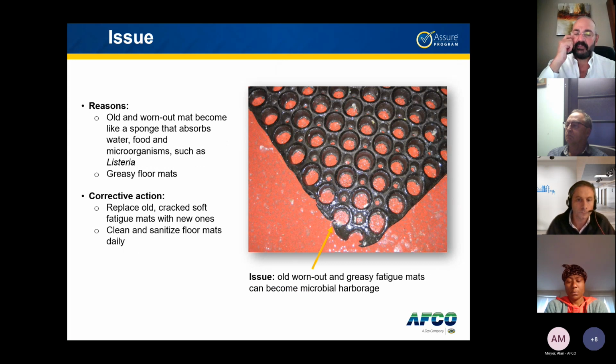Fatigue mats can be a very dangerous source of contamination, especially if they are old and not cleaned on a regular basis, because they absorb water and they have big pores. The material will have bigger and bigger pores the older they get.